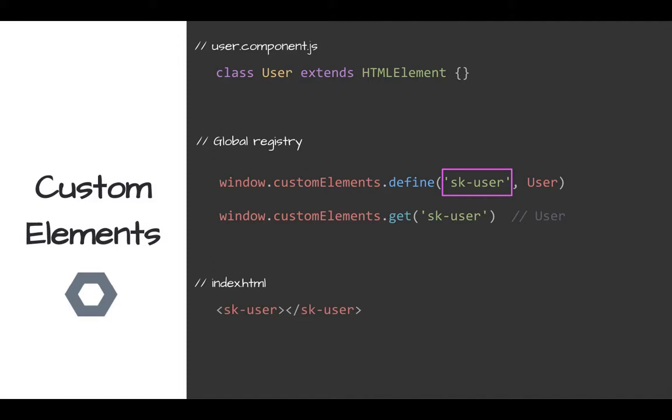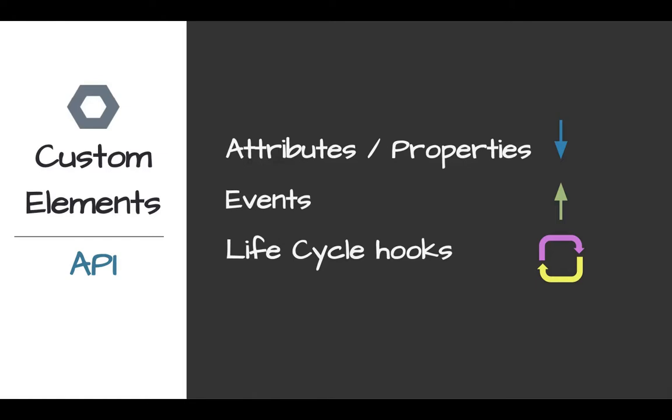So simple as that. Custom elements also introduce APIs, which again we need, right? Because we want to somehow configure the elements and interact with them. So for these particular reasons, custom elements provide us with attributes and properties for passing data from parents to the children. Then we have events for children to parent communication, and lifecycle hooks.